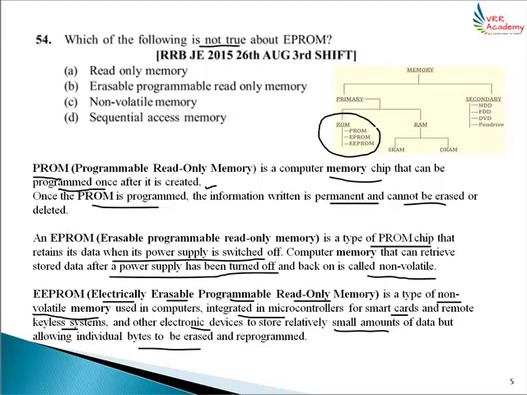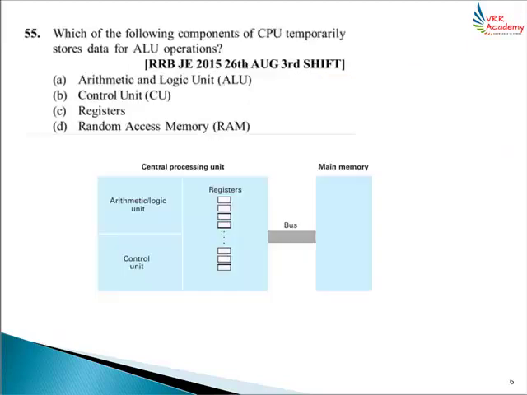So it is a read-only memory. Yes, it is correct. Erasable programmable read-only memory. Yes, this is also correct. It is non-volatile. Yes, it is non-volatile. So this is also correct. Sequential access memory? No, it is not sequential access. It is random access only. So the answer for this question is D. Which of the following is not true about EPROM? Now I am going for the next question.